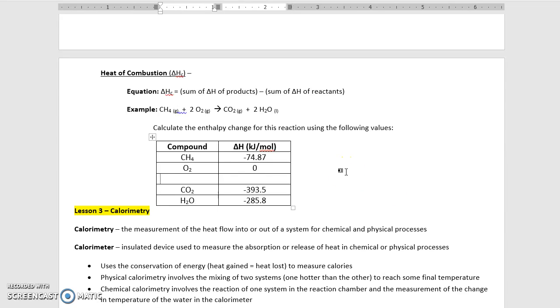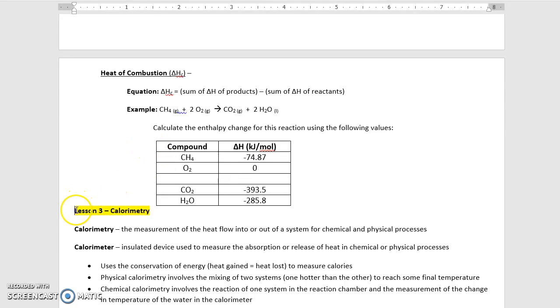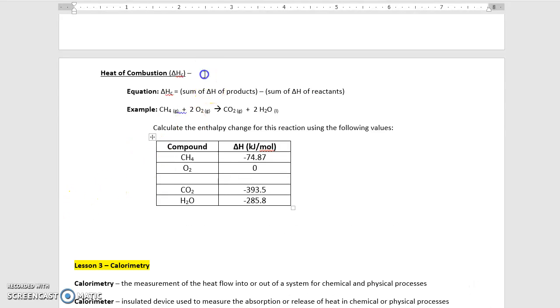Okay, so looking at the last type here, which is our heat of combustion. First of all, we need to know what that means. Delta HC is how it's abbreviated. It's the heat released when a substance undergoes a combustion reaction. Looking here, the equation: delta HC is going to be the sum of the delta H of the products minus the sum of the delta H of the reactants.